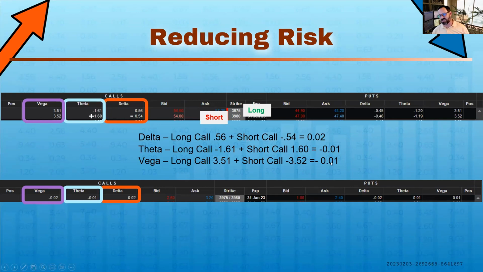I'm not saying this would be a good security to trade or a good position, because basically it's almost impossible to make money on this one. What's going to make money? We're not getting direction. We're not getting time. We're not getting volatility. Something else has to help us.